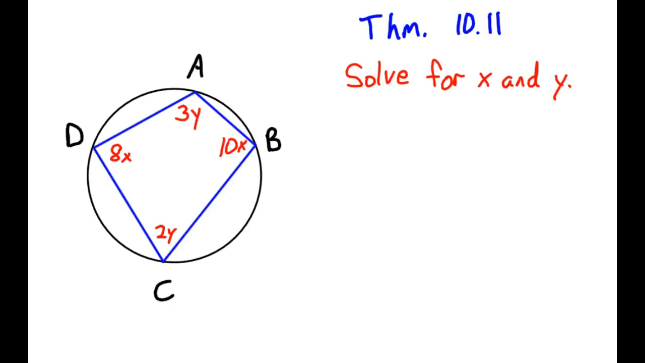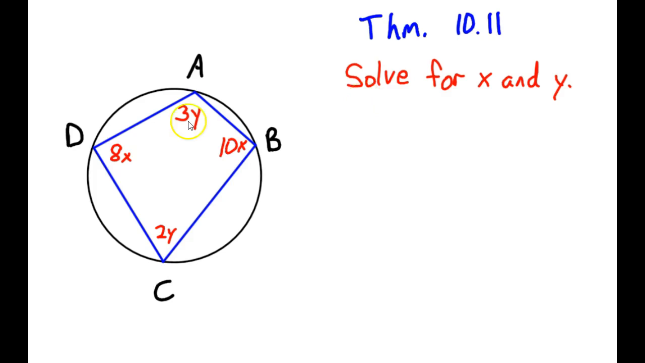In this example, we're going to use theorem 10.11. So we have a quadrilateral ABCD that is inscribed within this circle. If we have a quadrilateral that is inscribed within a circle, then we know opposite angles must be supplementary. So we know the measures of angle A and C must be supplementary, and the measures of angle D plus B must be supplementary. And what we want to do in this example is solve for x and y. So we want to find the values of these variables.